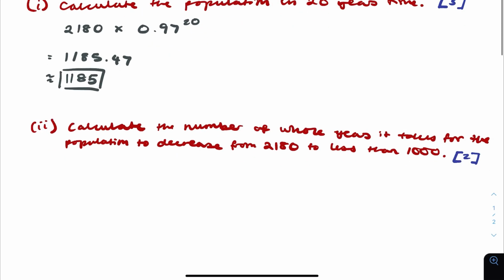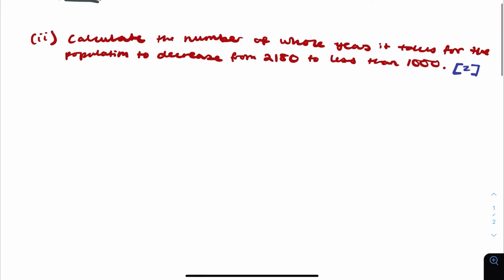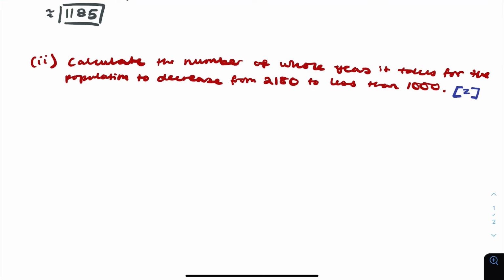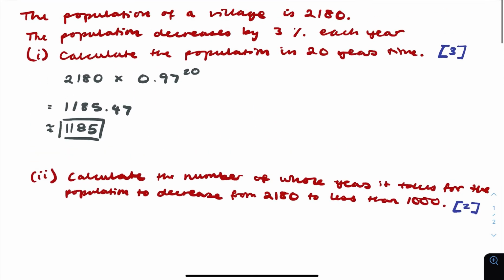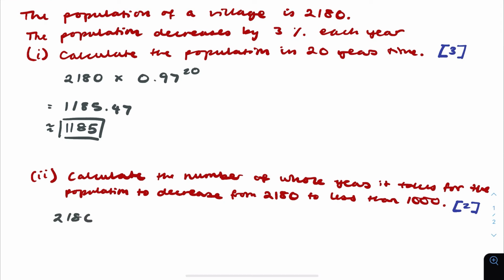And now we can move on to the next part of the question. Calculate the number of whole years it takes for the population to decrease from 2180 to less than 1,000. Okay, so essentially we're going to build off what we had in the beginning, where we write 2180 times 0.97, except this time we're going to do it to the power of n, where n is the number of years it'll take for the population to decrease from 2180 to less than 1,000. And so basically the inequality wants us to make this less than 1,000.